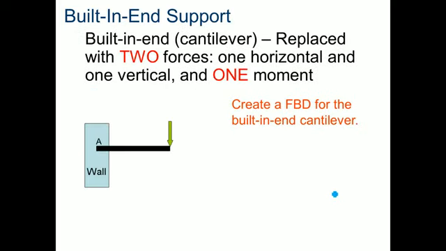Let's look at a built-in end, or a cantilever. So this is a picture of a shelf set into a wall. Here I have weight at the end of it. I need to create a free body diagram. Something to keep in mind is that I have two forces. One's going to be horizontal and one's going to be vertical, very similar to our pin support. And then I'm going to have one moment. Remember, a moment is a twisting force.